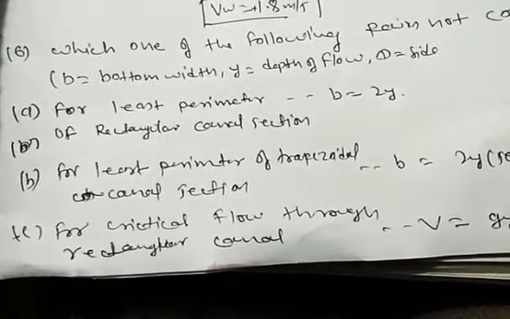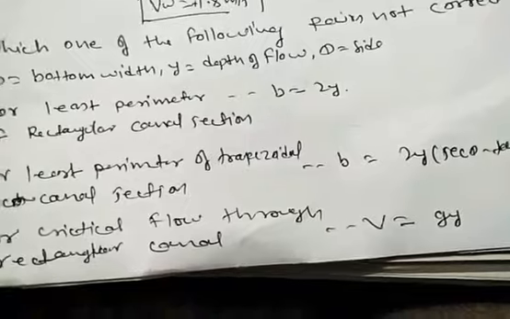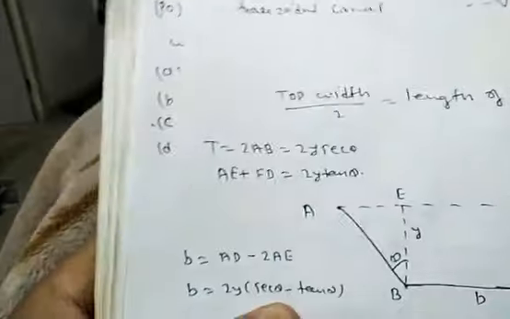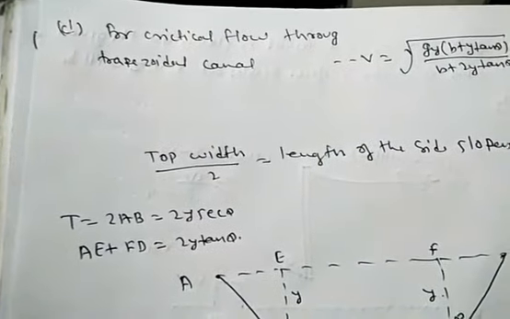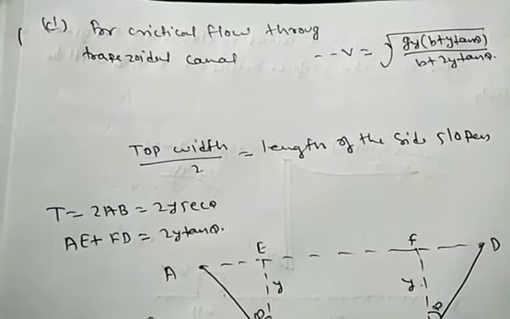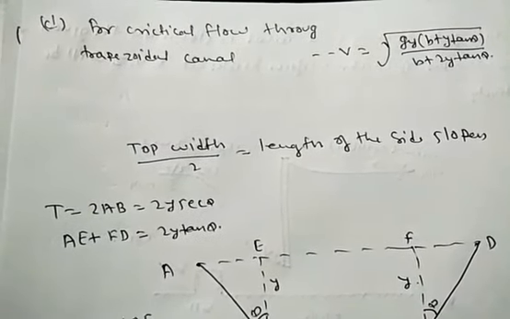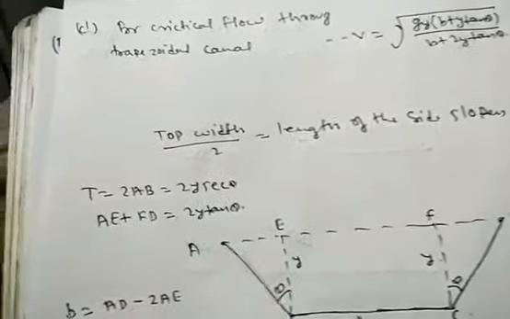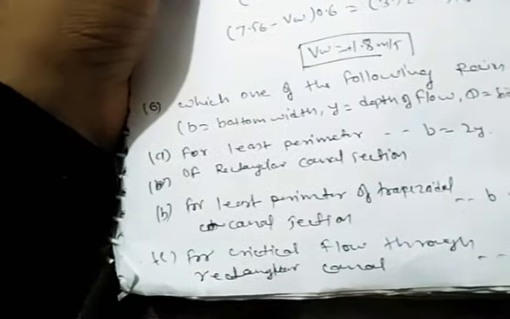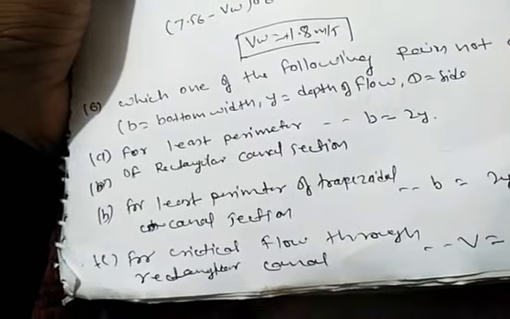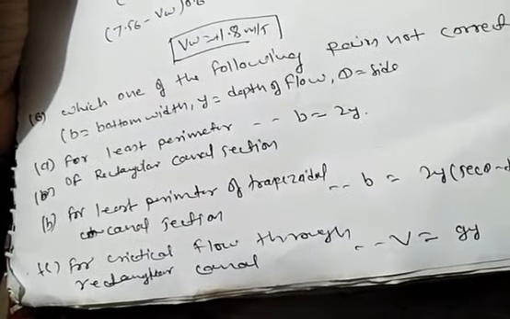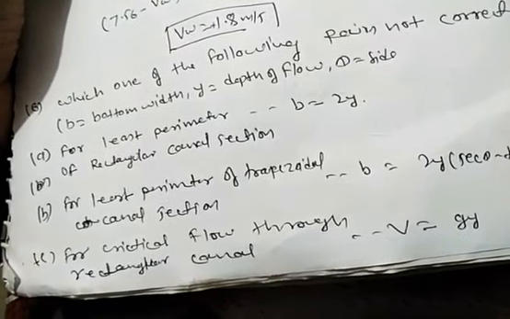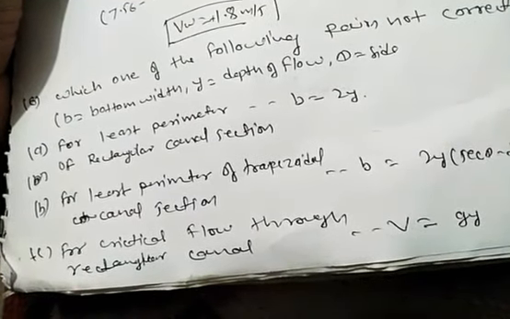And C is critical flow through rectangular channel, V equal to gy. And next option is D. For critical flow through, V equal to gy (b plus tan theta plus 2y tan theta) over root. And option C is not correct. So option C is not correct. For critical flow through a rectangular canal, V equal to gy is not correct. Correct is V equal to under root gy.